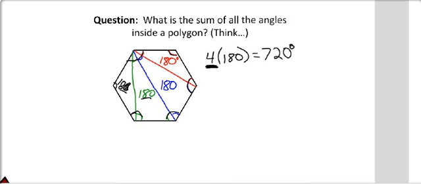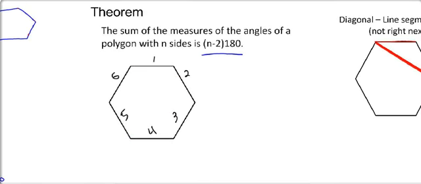And look what happens when you draw in all of the diagonals that you can from one corner. You make a bunch of triangles. Well, as it turns out, you make 2 less triangles than the number of sides. So this theorem showed up. The sum of the measures of the angles of a polygon with n sides is (n minus 2) times 180. Because in a 6-sided polygon, there are 4 triangles in there. So you take the number of sides, subtract 2, and multiply it by 180.